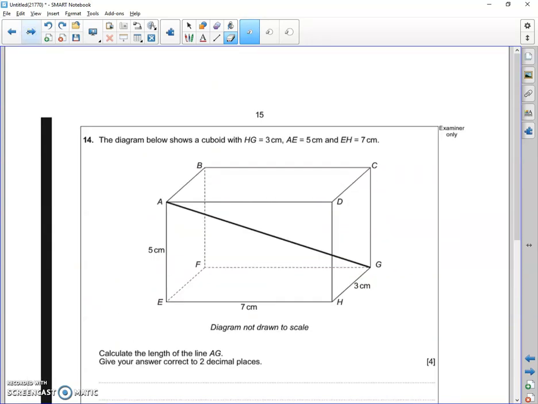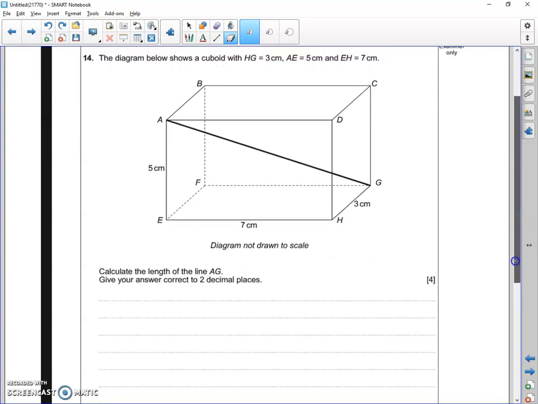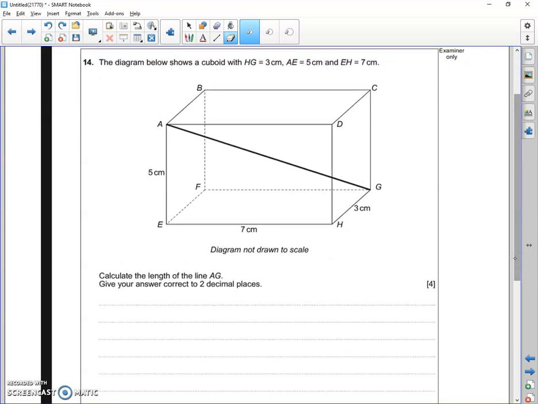Okay, question 14 is what looks like 3D Pythagoras. There's no angles given in the question. There's no angles I've been asked to find out. So on this question, we want to get A to G. To do that, we're going to need to do another triangle, a different triangle first. Since we've got a 7 and a 3 on the base here, I think what I would like to do is go across there to start with and work out E to G first.